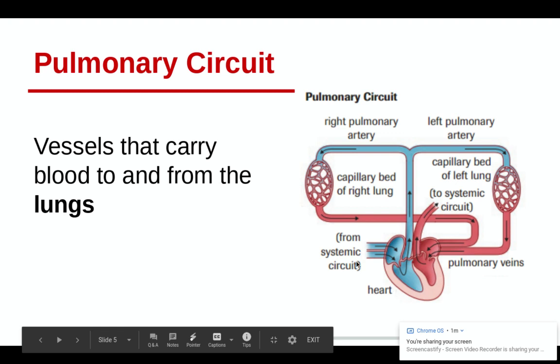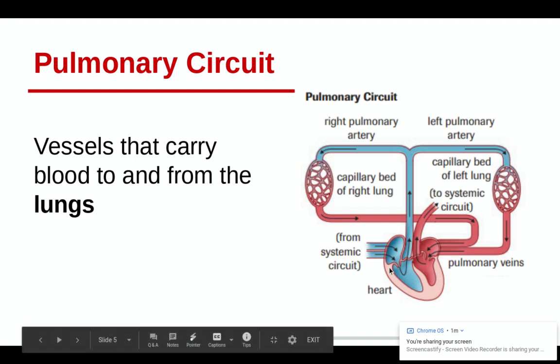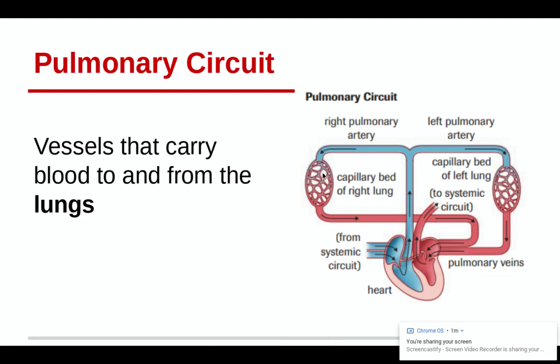So as you can see here, blood from our systemic circuit gets pumped up through the lungs to gain oxygen. The red shows it's oxygenated, and then it goes through the pulmonary circuit that then pumps it to the systemic circuit throughout our whole body. So the circuit that carries blood to and from the lungs is our pulmonary circuit. It comes from the lungs into our heart, and then when it goes out of our heart to the lungs, that's our pulmonary circuit also.